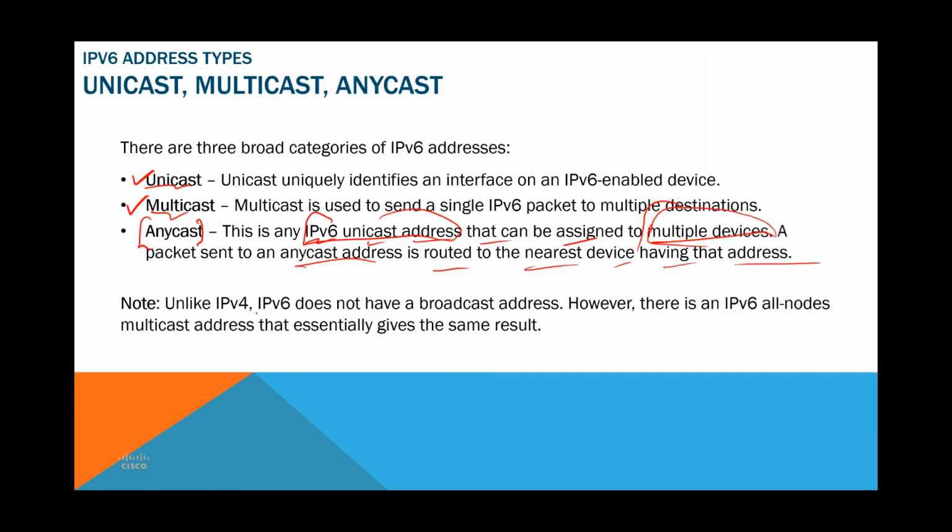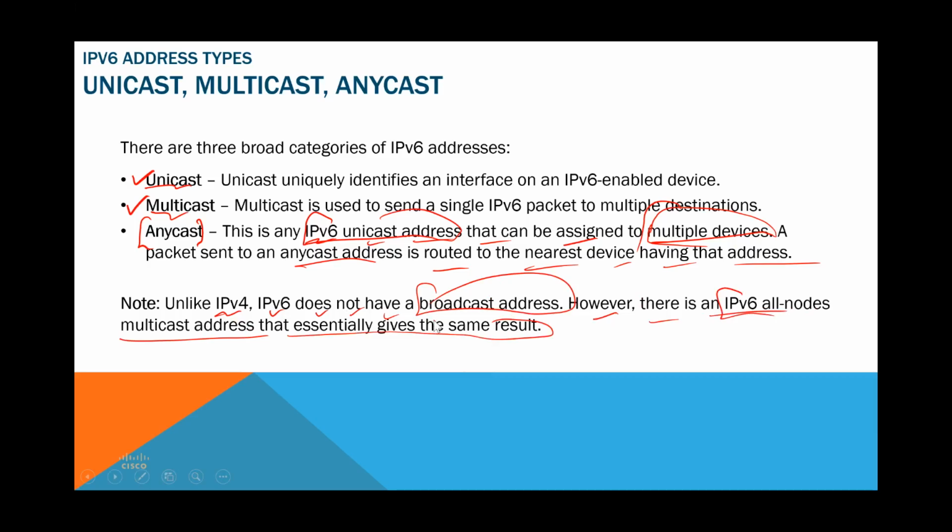All right. Unlike IPv4, now look at it here. IPv6 does not have a broadcast address. So there's nothing like broadcast in IPv6. But there's a similar concept. The behavior looks like broadcast as well. We don't call it broadcast. However, there is an IPv6 all nodes multicast address. Do you see that? The IPv6 all nodes multicast address essentially gives the same result.